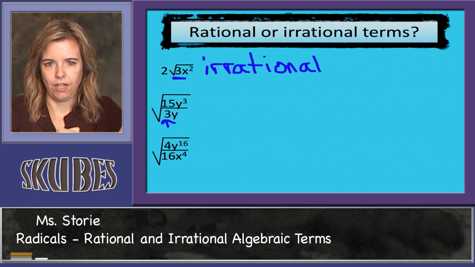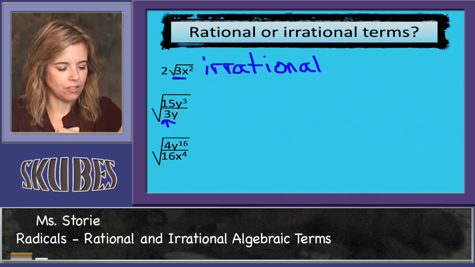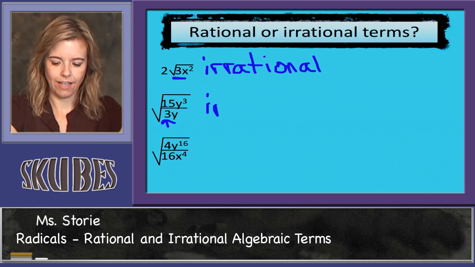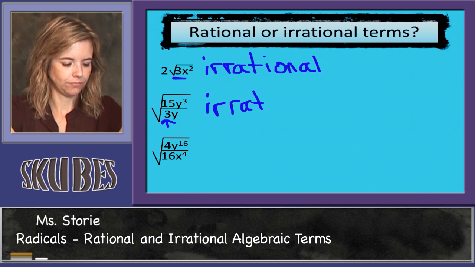Here we go again. We've got a 3 under a radical sign. That's never going to end, so we can't write that. That again would be irrational.